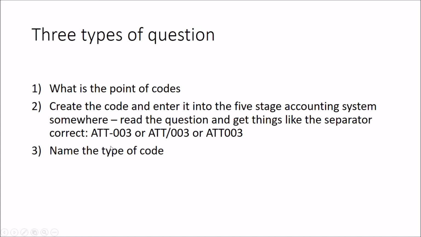So here we go. 3 letters here, ATT, and 3 numbers, 003, and the separator is... Is the separator a dash? Is it a backslash? Is it a forward slash? Is there no separator at all? And then the last question will be: name the type of code. Is it alphanumeric, numeric, alphabetic, blocks, or hierarchical? You should have those types of questions that we're going to see in here.